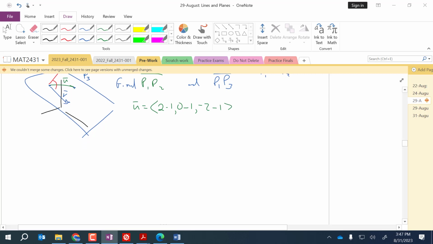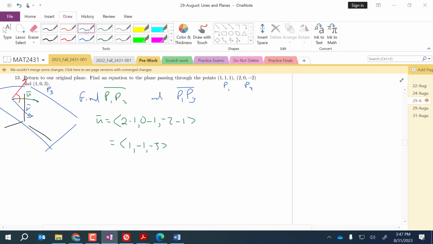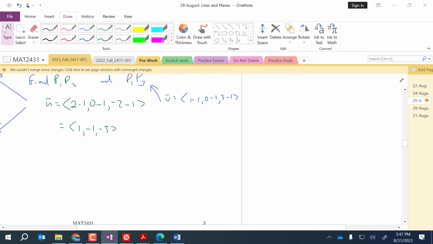Okay. So our vector U would be the vector 1, -1, -3. How we doing? And our vector V would be the vector 1 - 1, 0 - 1, 3 - 1. How are we doing? Okay. So then that gives us the vector 0, -1, 2.